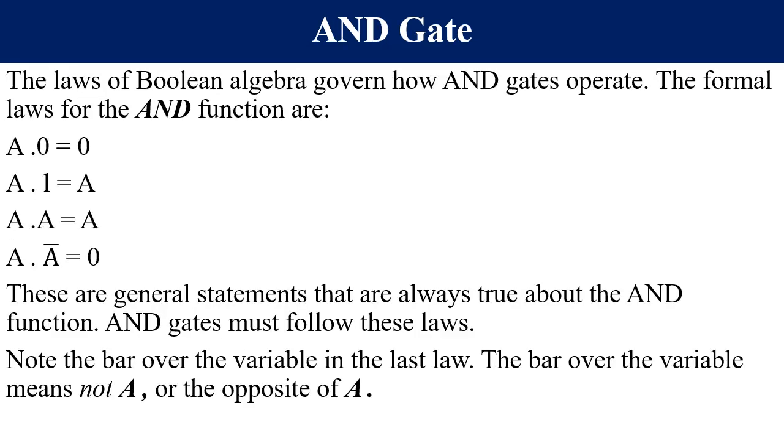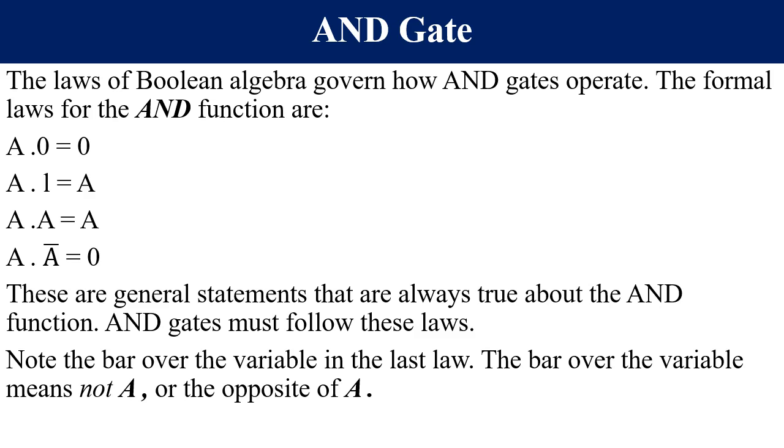Then we have some laws of Boolean algebra that govern how an AND gate operates, and they are: A and 0 gives you a 0. A and 1 equals A. A and not A, or A and bar A, is equal to 0. You can take that as, it's not multiplying per se, but you will see that if you multiply A and 0, they give you a 0. A and 1, they give you an A, but it's not multiplication per se.